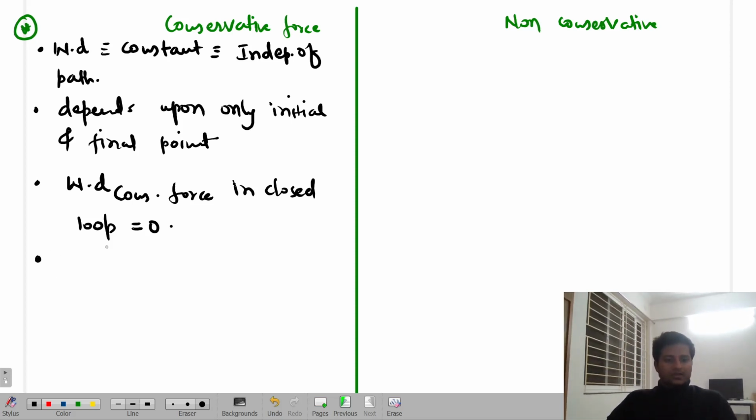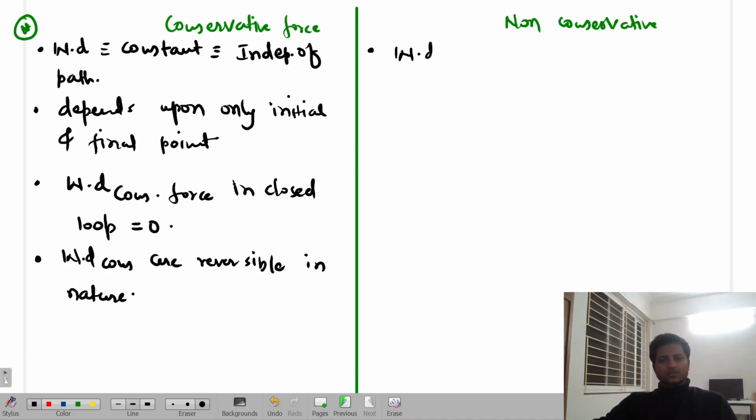Fourth important point, that work done by conservative forces is reversible in nature. Is this clear or not? Similarly, the non-conservative force has the opposite of this. Work done is never constant. This implies it is dependent upon the path.